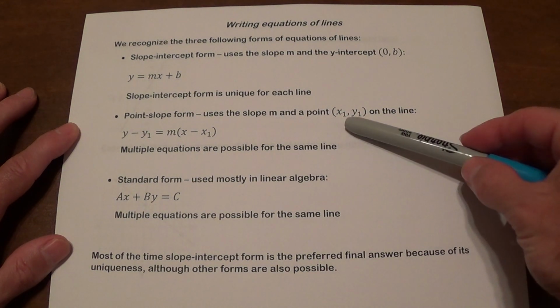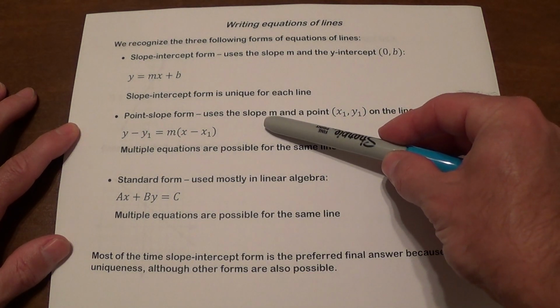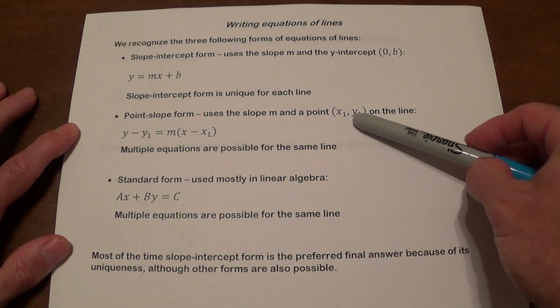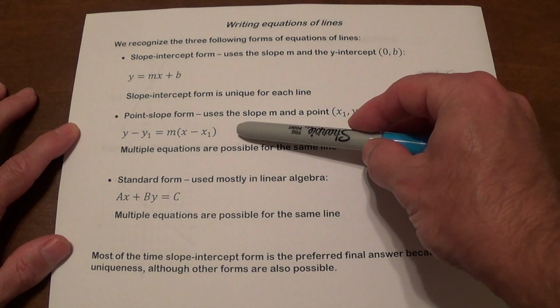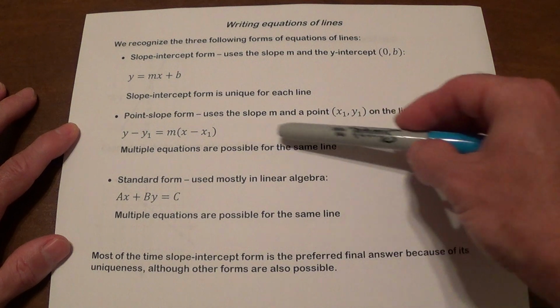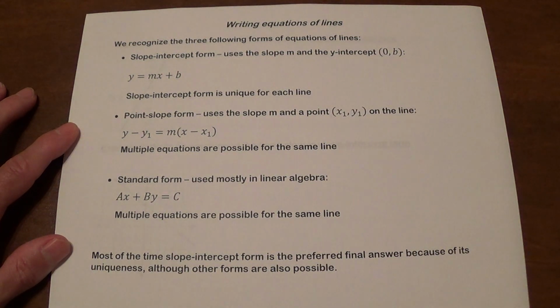We have point slope form, which is going to use the slope and a point on that line. This is the form y minus y1 equals m times x minus x1. You can have multiple equations for that line because for any point that you're going to have in the same slope, you're going to have a different equation.